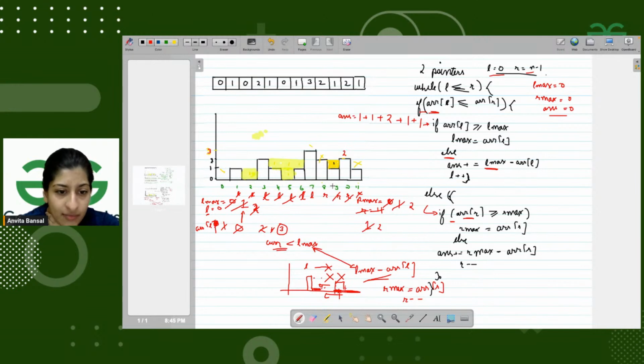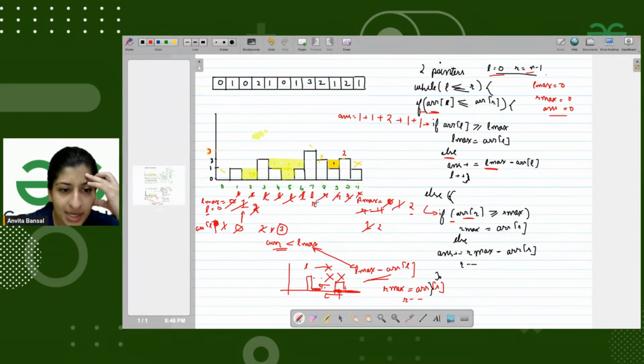Now compare L with R. R is smaller, so my operations will be on R. Okay, and what are those? Now check R. What is ARR of R? 2. What is your R max? Still 2. So it will hardly make any difference. No water will be stored. Even if you calculate, it will be 0 and your R max will stay 2 only.